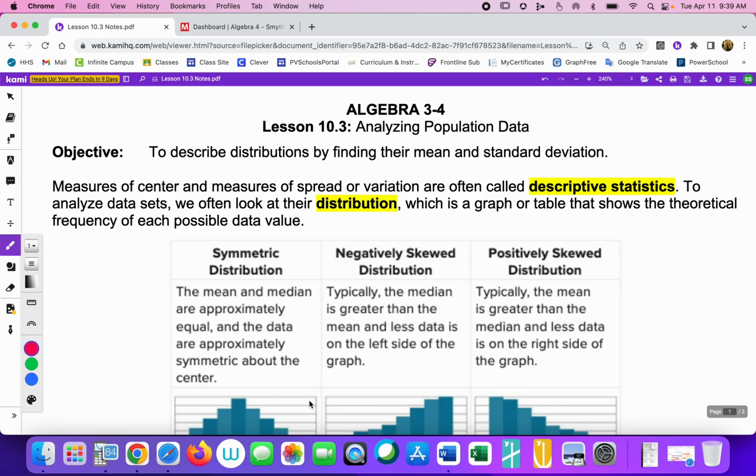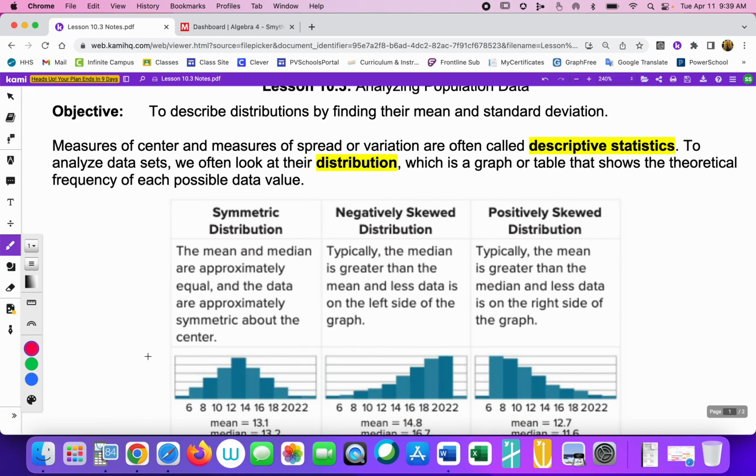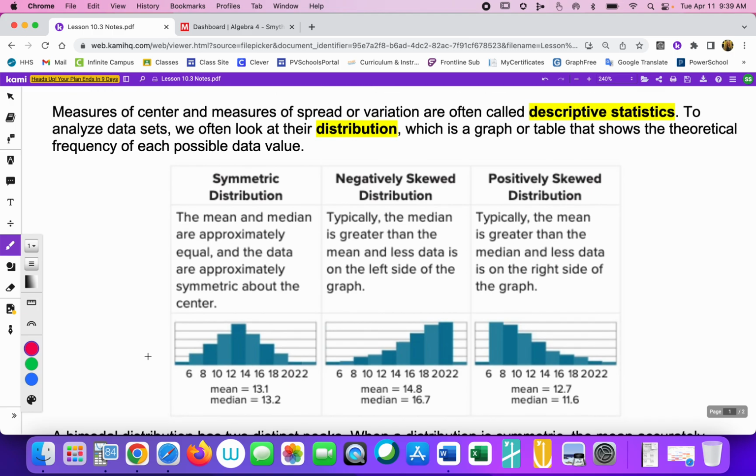So first information is a lot of just preliminary vocabulary terms. So we're just talking about mean and standard deviation. So those will come up here. You've likely heard of mean before. So measures of center and measures of spread or variation are often called descriptive statistics.